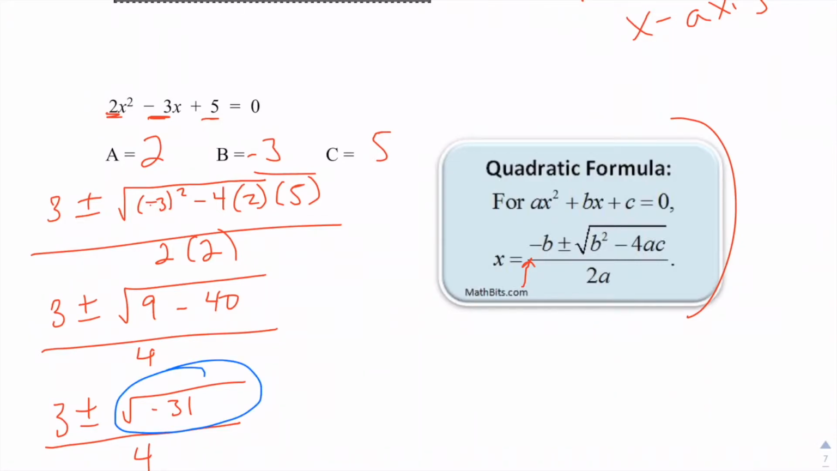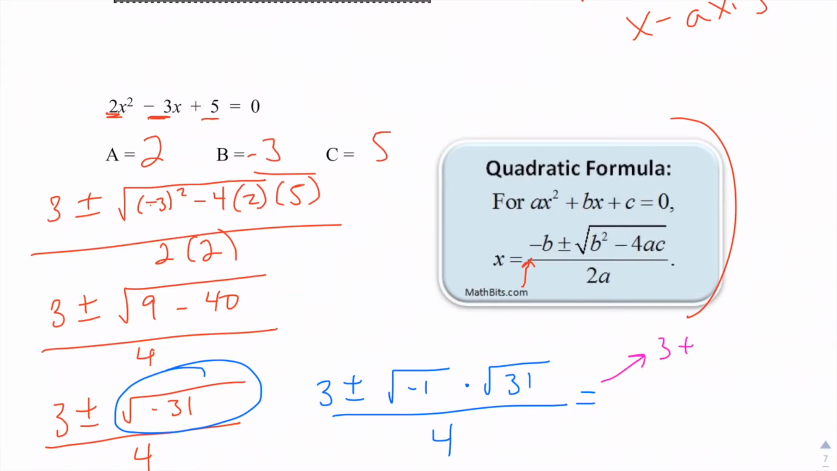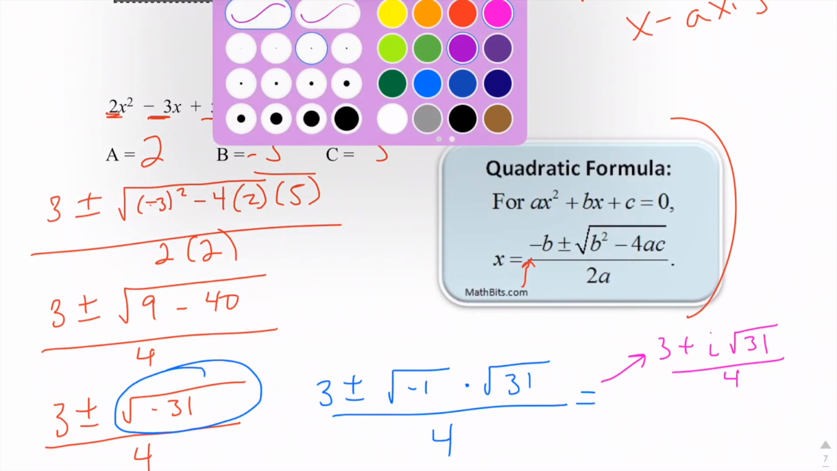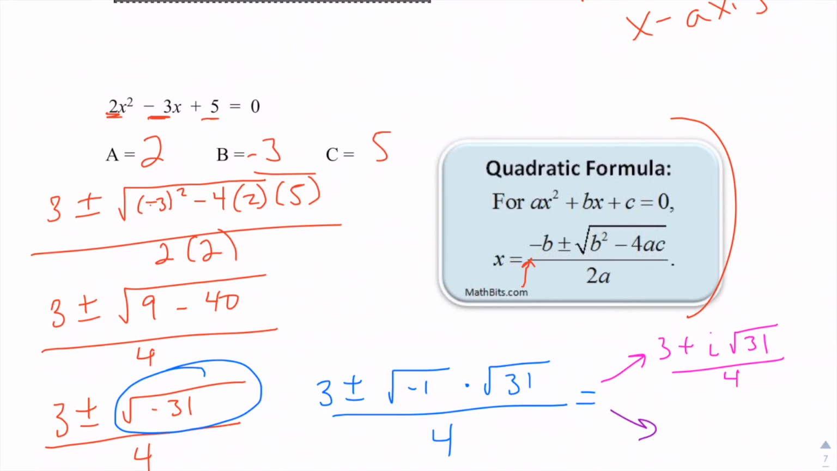I now know how to break that up. Now I get 3 plus or minus the square root of -1 times the square root of 31, all over 4, which is going to give me my two solutions. My first solution is 3 plus i square root of 31 over 4. And my other solution is 3 minus i square root of 31 over 4.